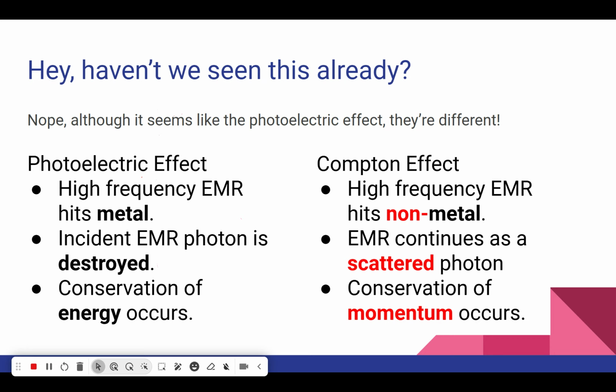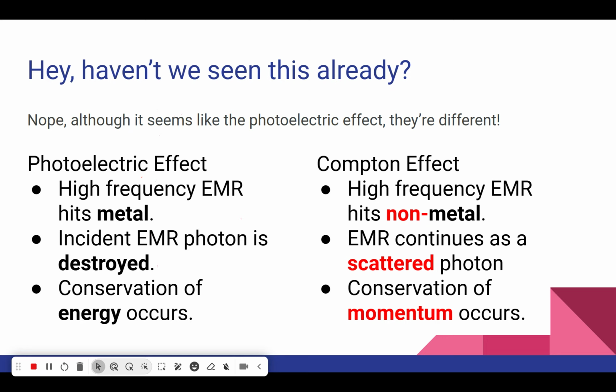So in the photoelectric effect, we're shooting high-frequency EMR at metals. But in the Compton effect, we're shooting high-frequency EMR at specifically non-metals, because we're going to count the metalloids as non-metals. In the photoelectric effect, the incident EMR photons hit the metal surface, and in the act of interacting with the valence electrons, that EMR photon is destroyed. It ceases to exist because the very energy of its existence is transferred to the electron to snap it off and give it kinetic energy to fly away.